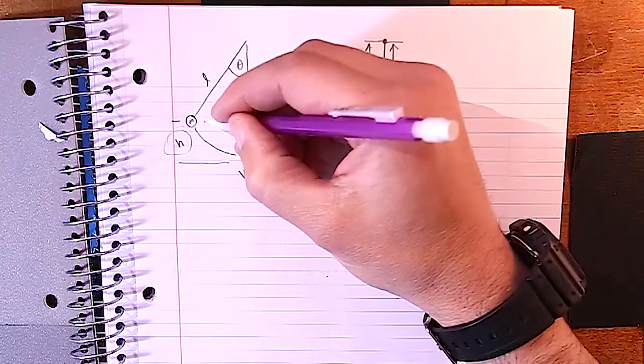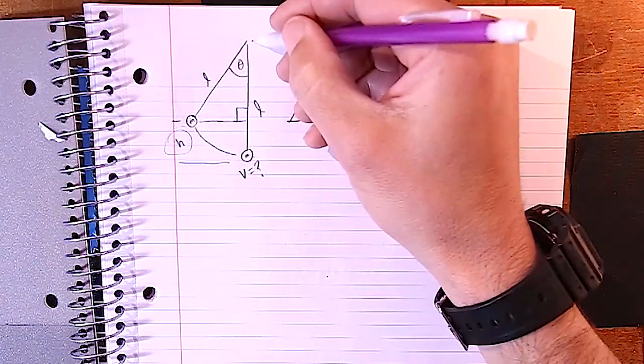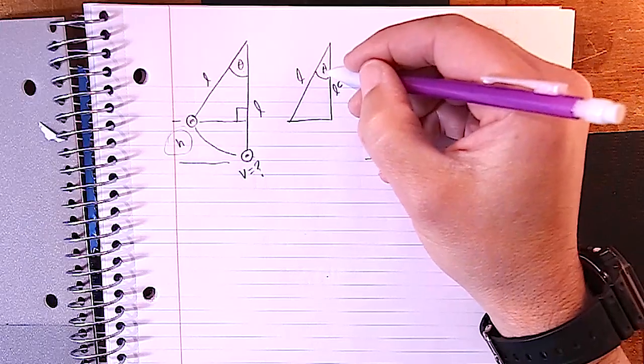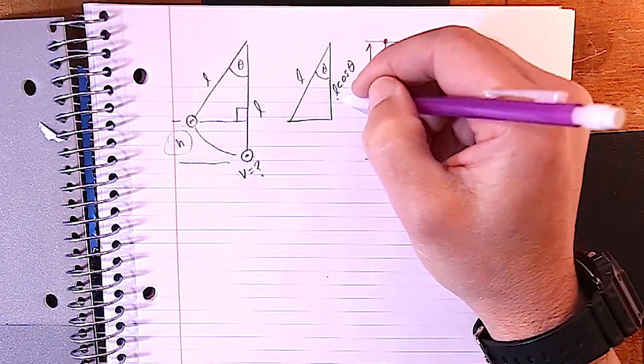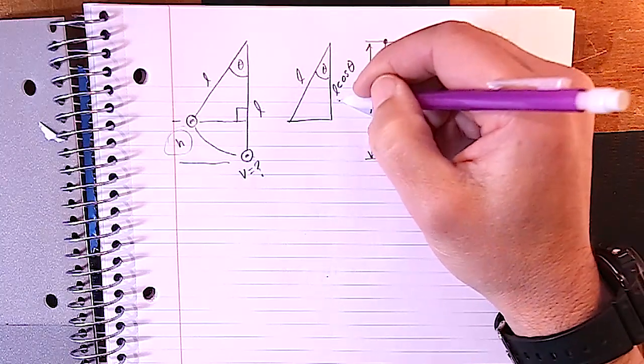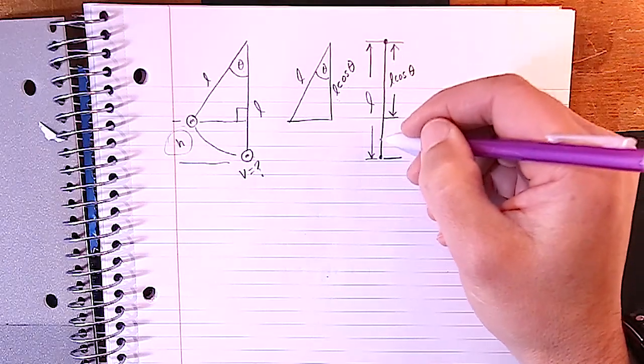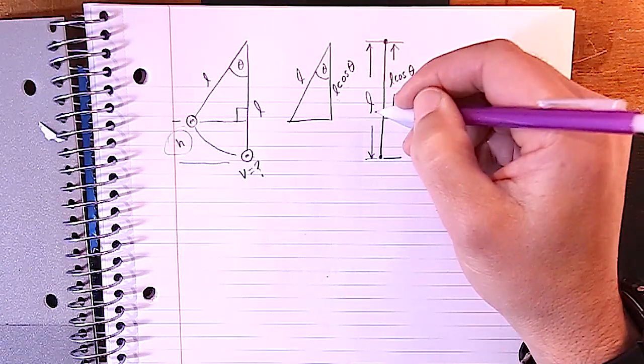And the way that we can do that is by making a right triangle. So if we pull this out over here, we can see that with theta and L, the adjacent side with hypotenuse goes with cosine, so this side will be L cosine theta. So now if we look at the string when it's hanging all the way down, that would be L.